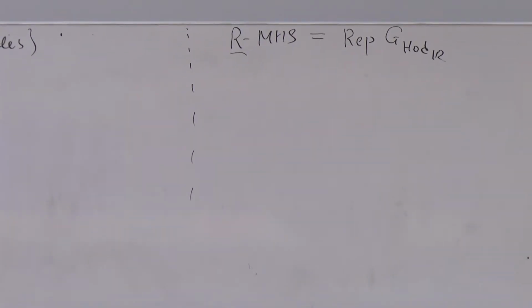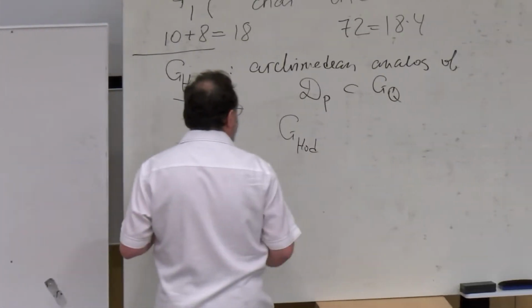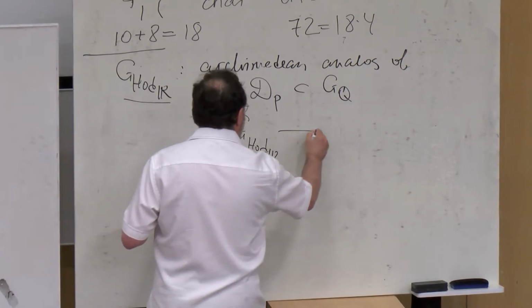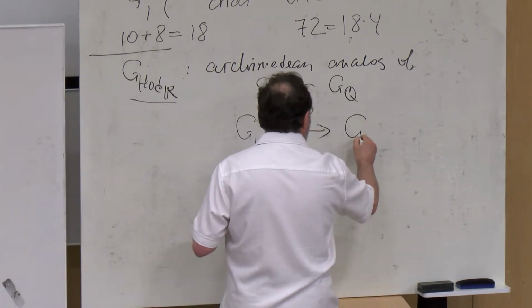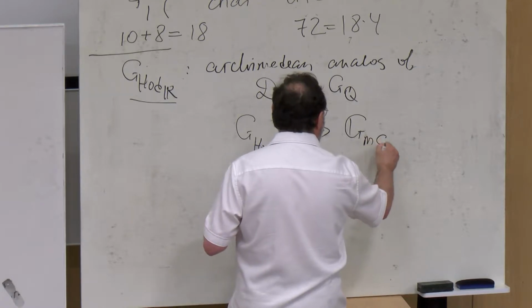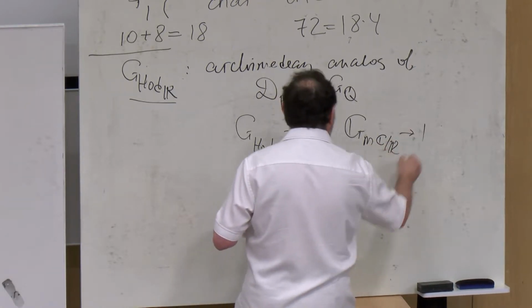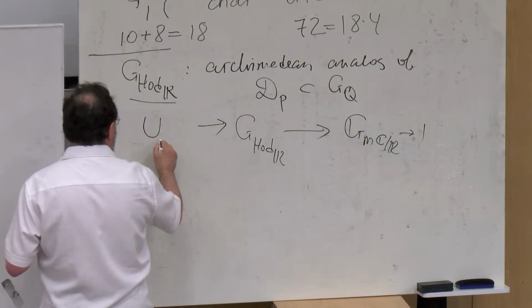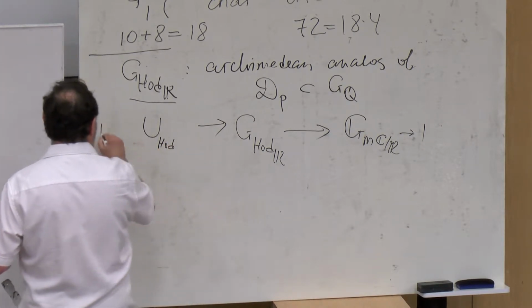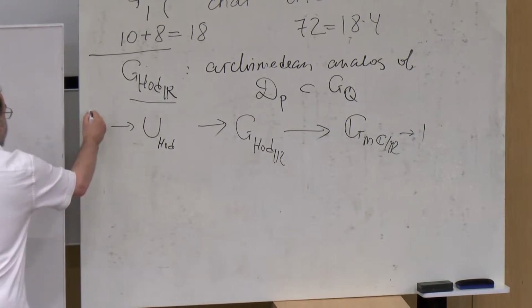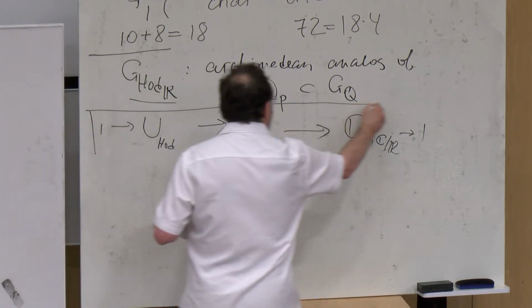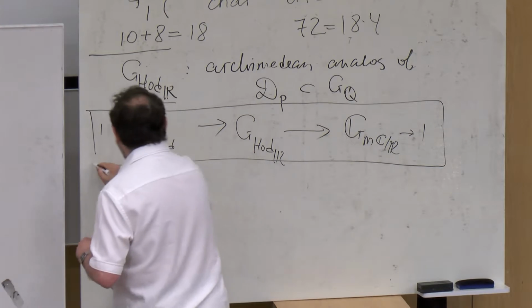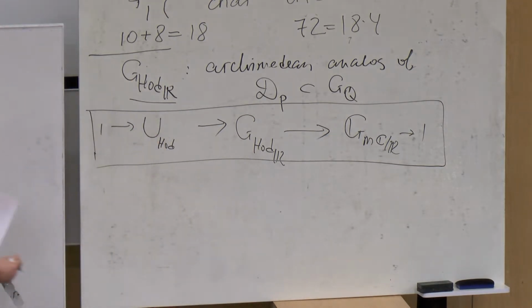So this Hodge-Galois group is projected to the real group G_m C to R, and the kernel of this canonical map is a unipotent radical. So we're going to remember this. And so this is the analog of the inertia group in the decomposition group.